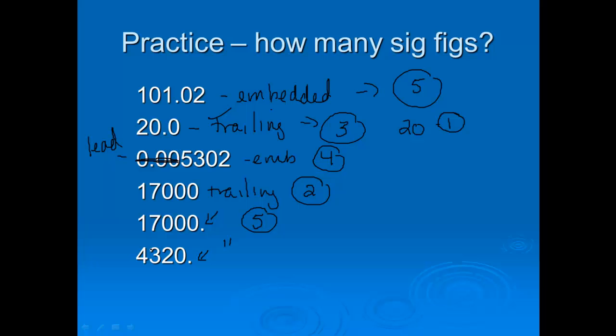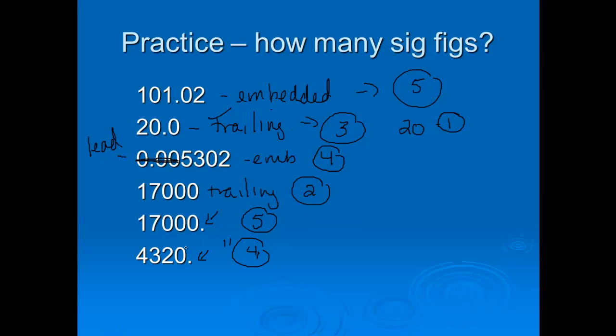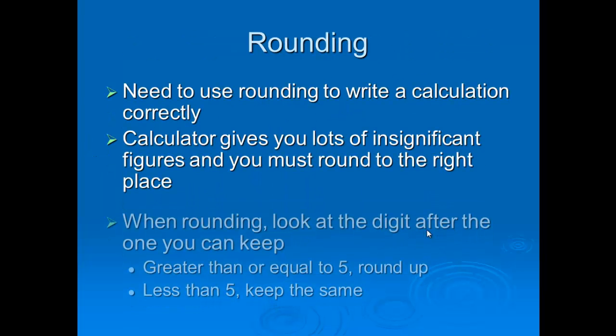Okay, here we also have trailing. We also have a decimal place. So these are going to count. So this one is going to be 4. Oops, if I go back for just a sec, if this one did not have a decimal place, if I wrote it as 4,320 with no decimal place, then it would only be 3. Okay, again, lots of practice in class.